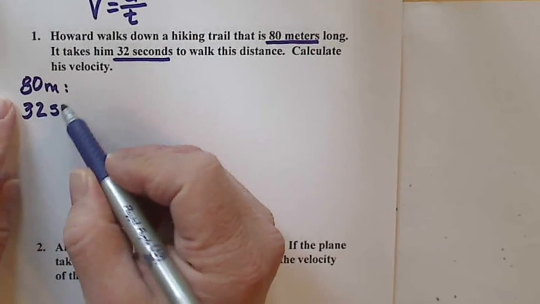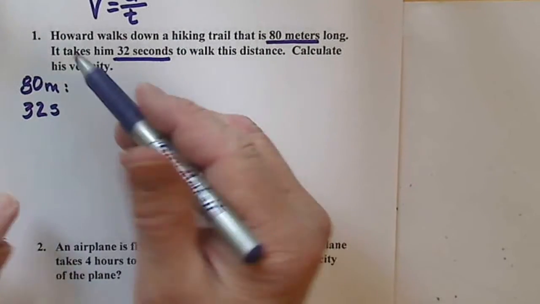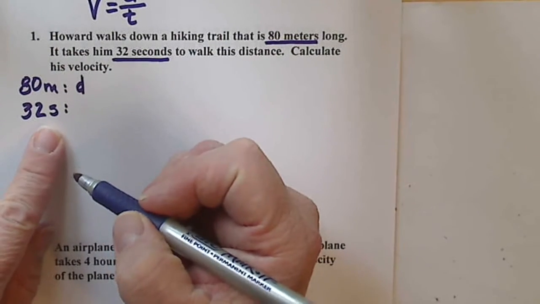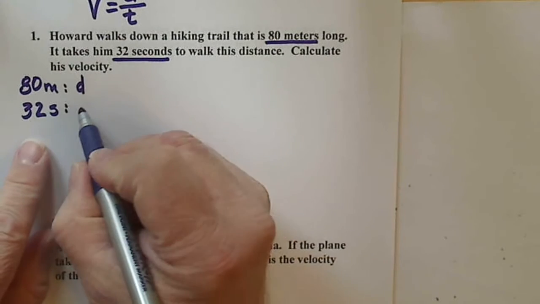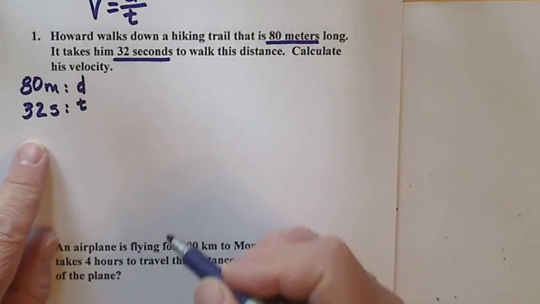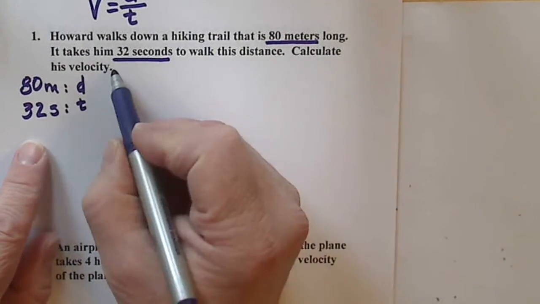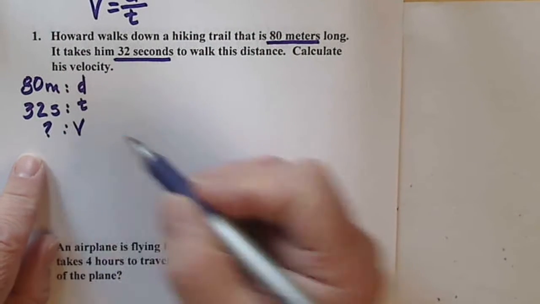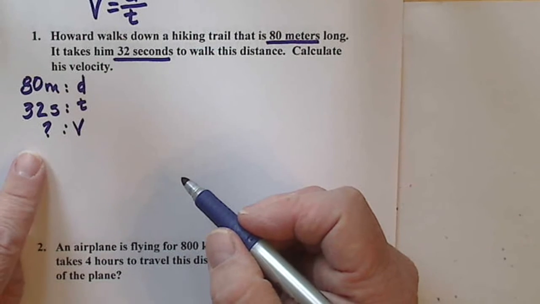Now meters, that's like a meter stick, so that's the units for distance. And 32 seconds, of course, that's just like your watch, so that is the time. And what do they ask you to calculate? The velocity, v. So that's what we don't know. So now you know what each of the numbers are.